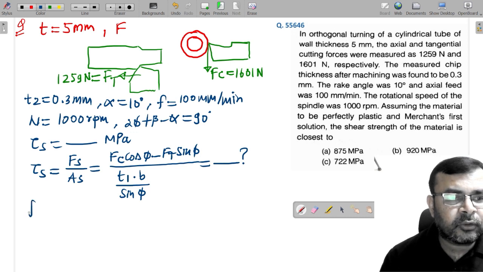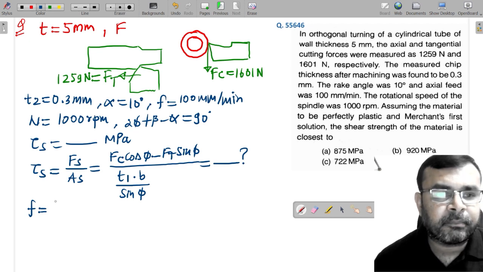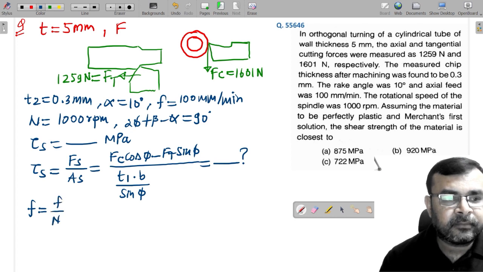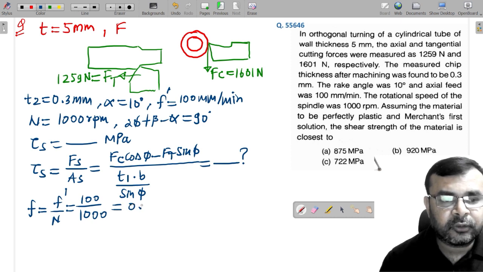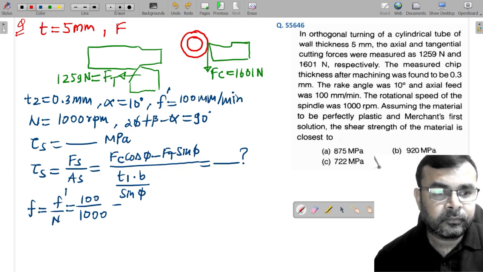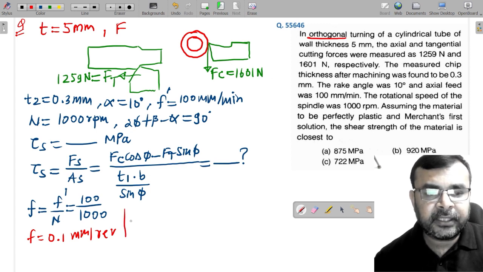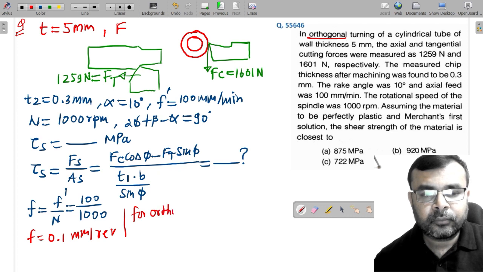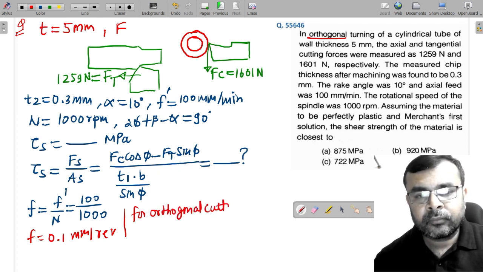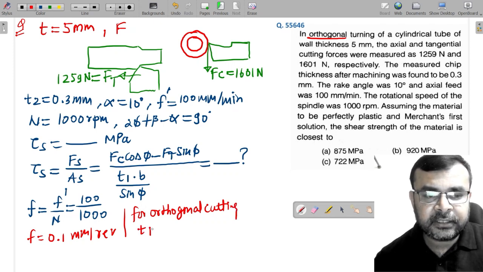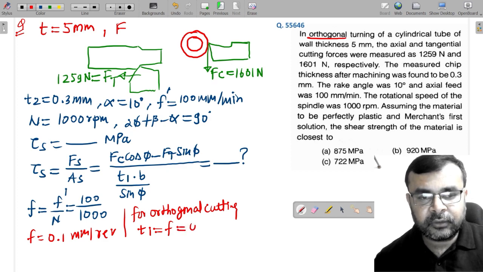So you can see here, as you know that the feed is nothing but, if feed is given in millimeter per minute, so first you need to convert this in millimeter per revolution. So simply you divide F with N, and let's say this is F prime. So ये क्या आ जाएगा, 100 divided by 1000. So simply here I am getting this is equal to 0.1. So F is nothing but this is 0.1 millimeter per revolution. And since this is orthogonal cutting, the uncut chip thickness is nothing but this is F. So T1 is equal to 0.1.